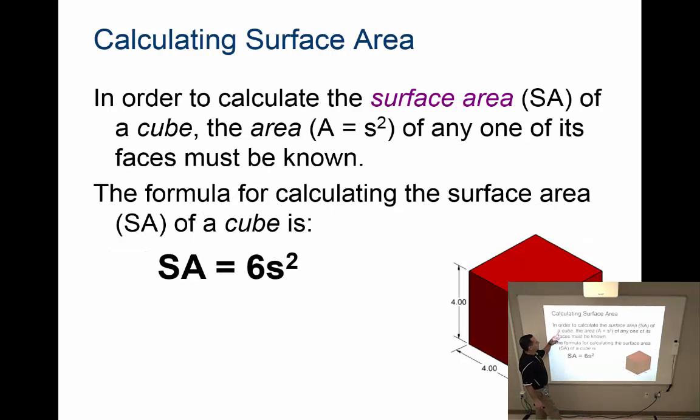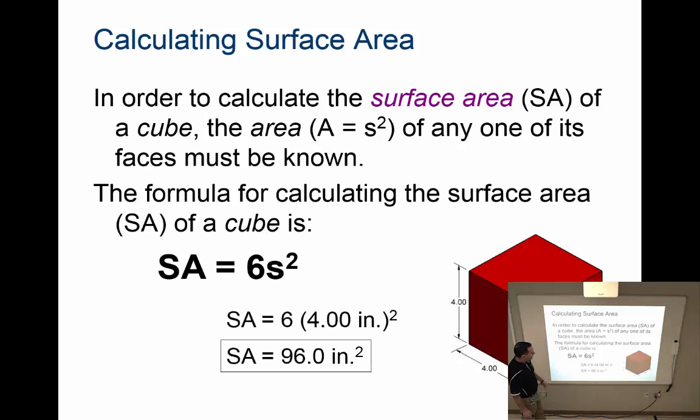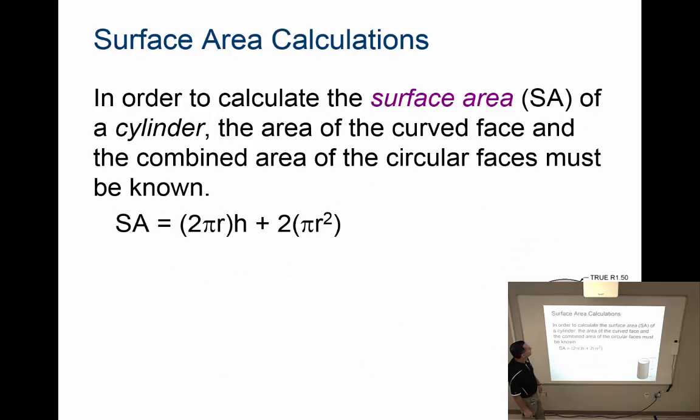In order to calculate the surface area of a cube, the area of any of its faces must be known. The formula I can use to calculate surface area is 6s squared. The s squared calculates the area of one face. I multiply it by 6 because there are 6 faces on that cube. And I get a surface area of 96.0 inches squared.